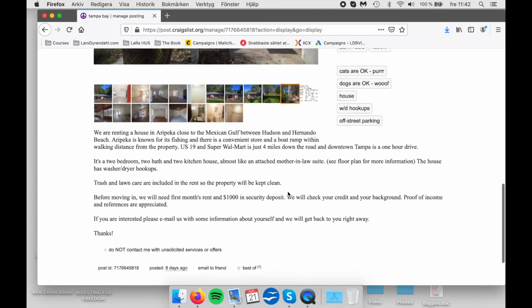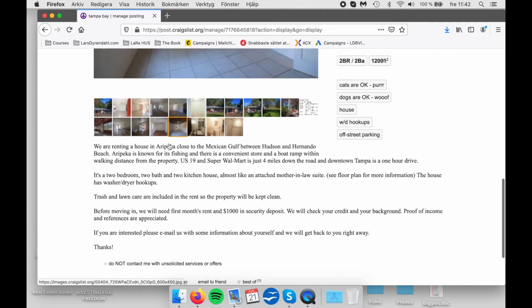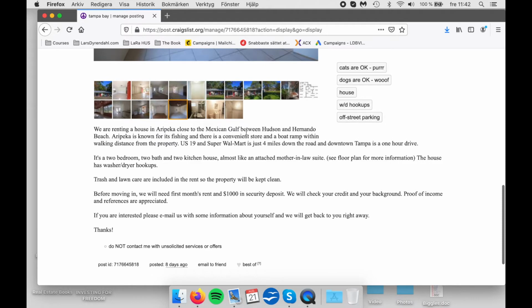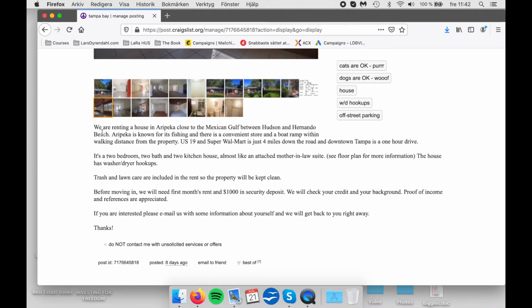And then the ad reads, we are renting a house in Arequipa, close to the Gulf of Mexico between Hudson and Hernando Beach. Arequipa is known for its fishing, and there is a convenience store and boat ramp within walking distance from the property. US 19 and Super Walmart is just 4 miles down the road, and downtown Tampa is about a 1 hour drive. It's a 2-bedroom, 2-bath, 2-kitchen house, almost like an attached mother-in-law suite. See floor plan for more information.